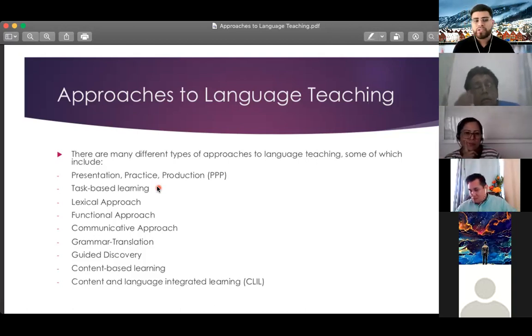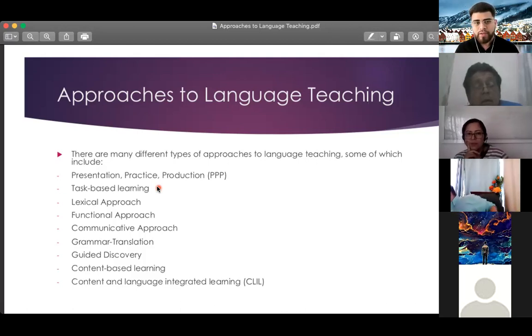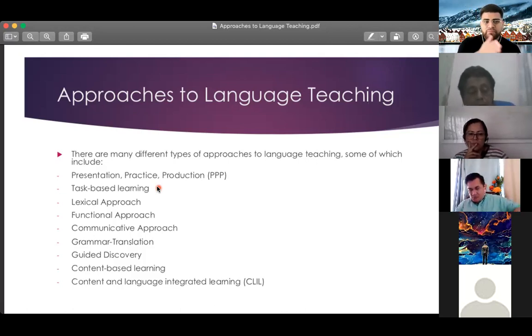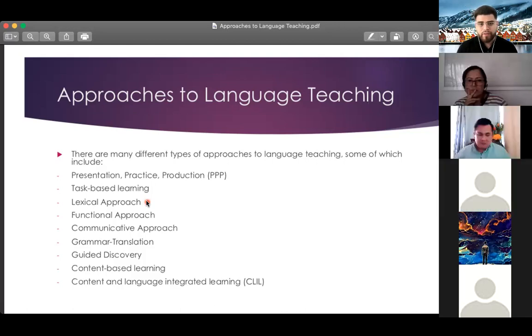That is task-based learning. They do a task, check the mistakes, they do the task again. Okay? It works good for students who need to travel. They can role play hotels, they can role play restaurants, they can role play asking for directions, etc. Tell them to do something, let them do it, fix the mistakes, do it again. The lexical approach is when you teach with vocabulary. You teach words and chunks of words, and that is how your students learn language.